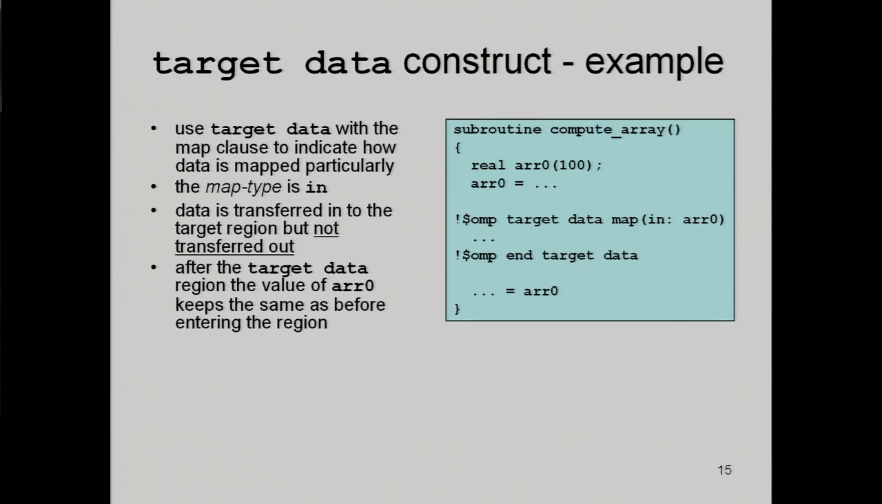The next example is a variation, using what we call the map type here. What we indicate is that I just want to transfer data in. Whatever is modified on the target device inside the target data region, I don't care about on the host. I just want to use the initial value of the array on the target device in the target data region. So there's only a transfer in, no transfer out. If you reference array zero on the host, you'll get the value that you had before you entered the target data region. The reason I'm doing this is that we don't need the data outside on the host, and I just save one transfer.